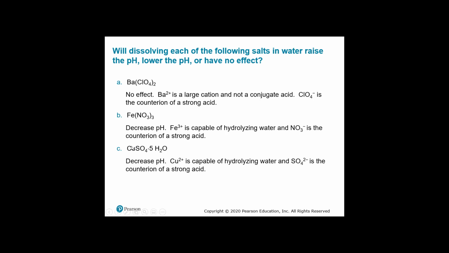Here is a copper ion that has hydrated itself with 5 waters. This means that this can donate a proton from one of the 5 waters. So this is going to also decrease the pH, just like the aluminum example I did in a few slides prior.